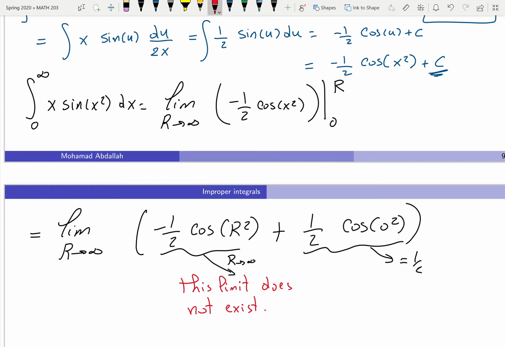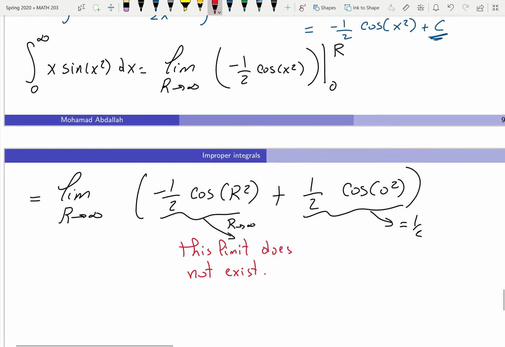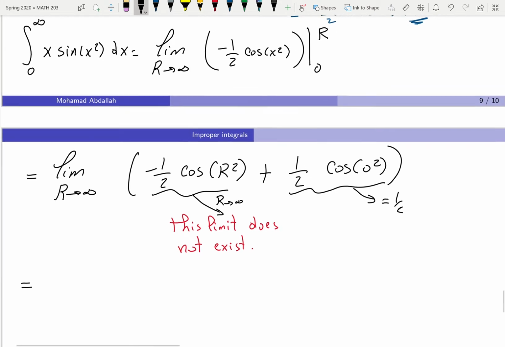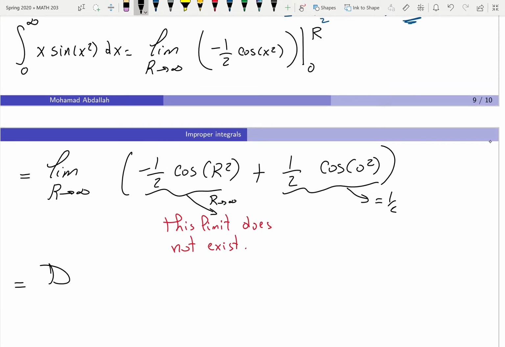So here, this is like cosine of a number approaching infinity, like cosine of infinity, and that's going to be undefined as well. It's not going to exist, because it's not going to approach a single value. So as a result, the limit of the whole improper integral from 0 to infinity does not exist.